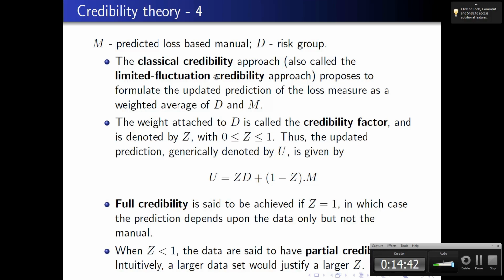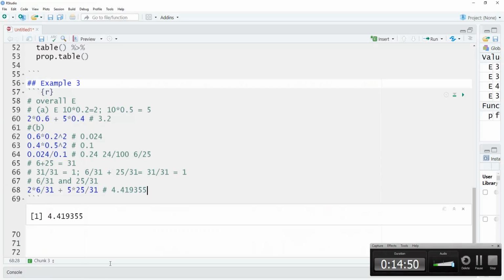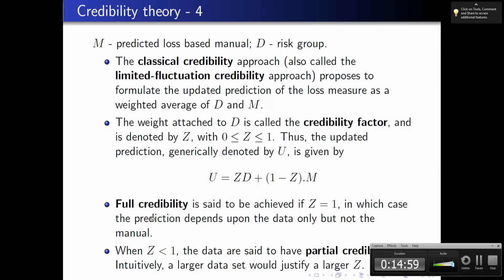So we have the classical credibility approach. We just use the weighted average D and M, like we did here. This is like the weighted average, the classic credibility approach. And also there is another one, the credibility factor, which is denoted by Z, and we have to distinguish this factor. If the Z equals 1, we will achieve full credibility. If it is not equal to 1, this will be partial credibility.